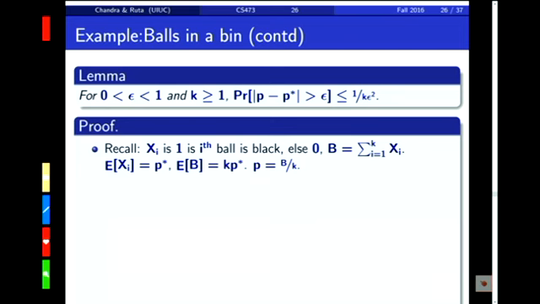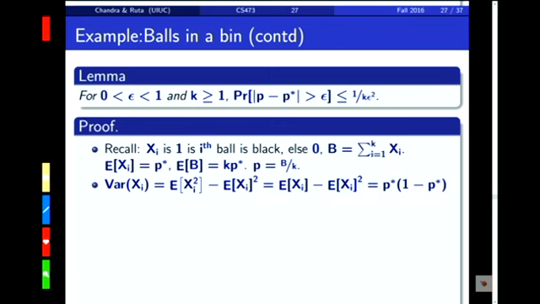Okay? So let's prove it. Again, the same setup: xi is 1 if the ith ball is black, otherwise 0. And b is the summation of xi, that's exactly the number of black balls you see. Expectation of xi is p star because that's the actual fraction of black balls in the bin, which you don't know, of course. By linearity of expectation, expectation of b will be kp star. And the estimate we output was b over k.